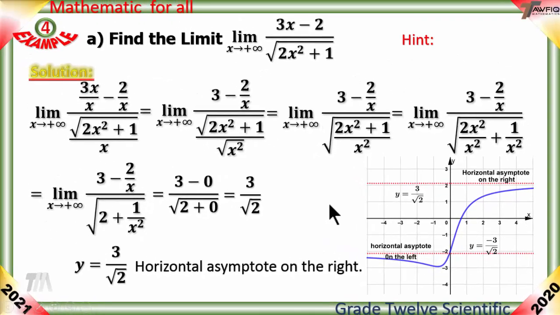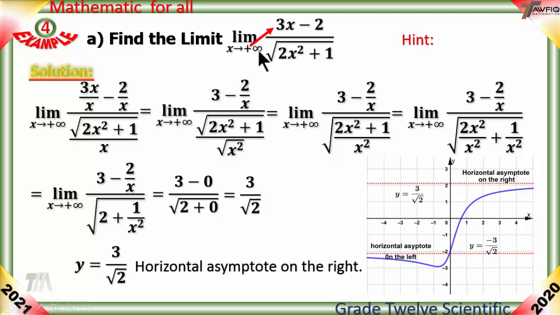Here we have a notation. As you can see, the power of x here is 1, and the power of x here is 2. By taking the square root, this power becomes 1. That means the degree of the numerator is equal to the degree of the denominator. So a is 3 and b is the square root of 2.